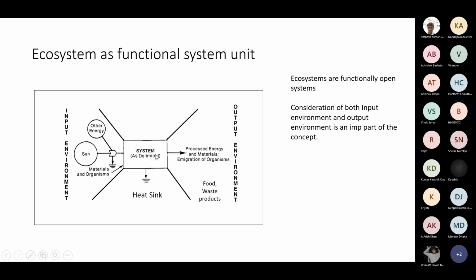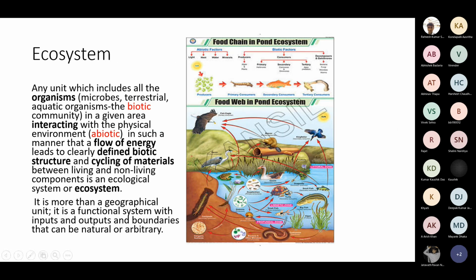In other words, I'll go back to the last slide and show you what other structure you need to consider. But in this slide, what you need to understand is that ecosystems are functionally open systems. Things are constantly entering, and things are constantly exiting from the ecosystem. Considering both the input environment as well as the output environment is a very important part of the concept. So let me go back here.